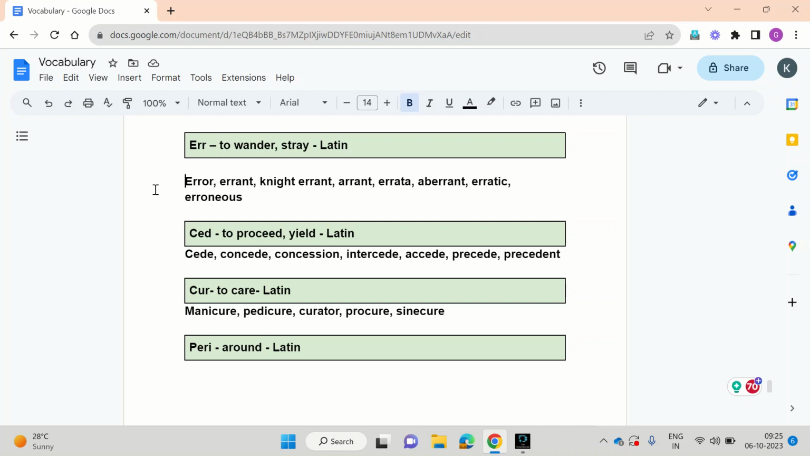Knight errant. Who is a knight? Knight is a person who goes on a horse. In the medieval period, there were people who used to go on horses. Those people are knights. These are kind of army people. Knight errant means this person who is a wandering fellow.